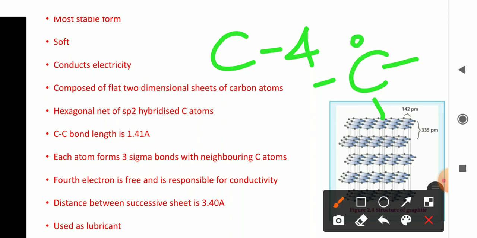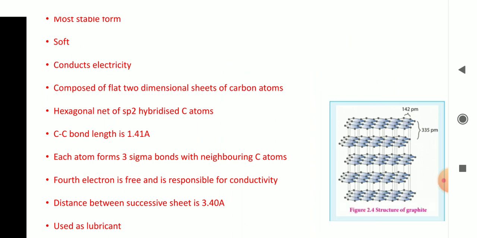In graphite, 1 electron is free since carbon forms only 3 sigma bonds, and this free electron is responsible for the conductivity of graphite. Actually it has to form 4 sigma bonds, but instead it forms only 3 bonds. So 1 electron is free. That free electron is responsible for the conductivity of graphite. Is it clear, students? So this is the reason for the conducting nature of graphite.